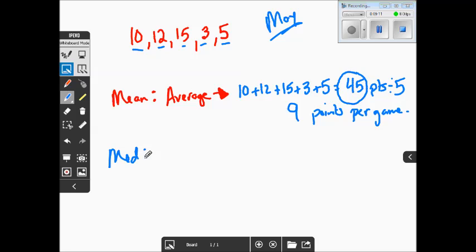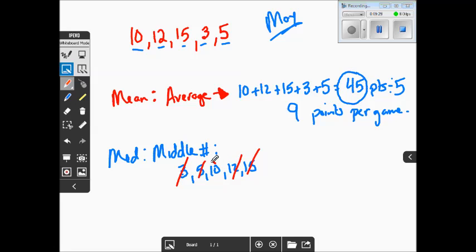Let's talk about median now. Okay, median is your middle number. There is a little bit of work involved when you're doing median. You have to list them least to greatest, so 3, 5, 10, 12, and 15. Then you cross off the smallest to biggest until you get to the one directly in the middle. Therefore, my median is 10.